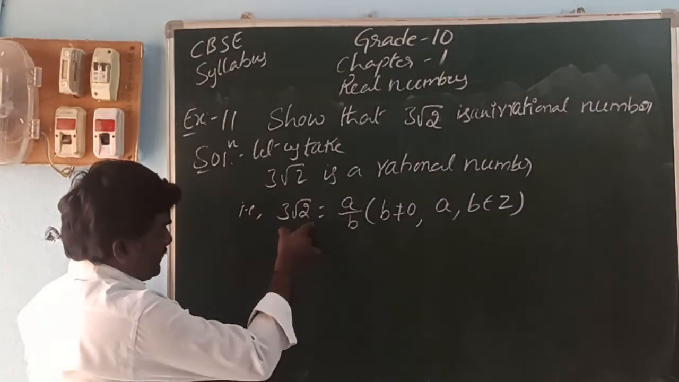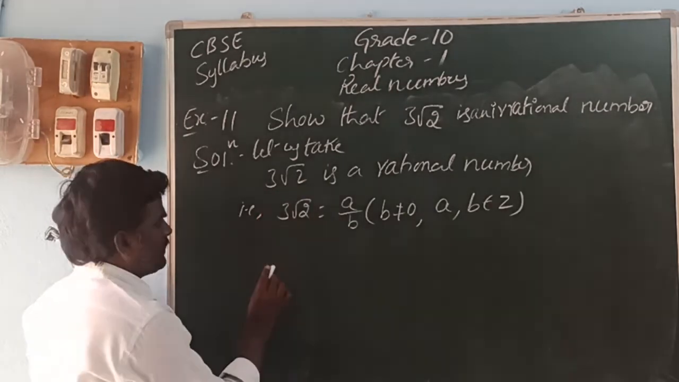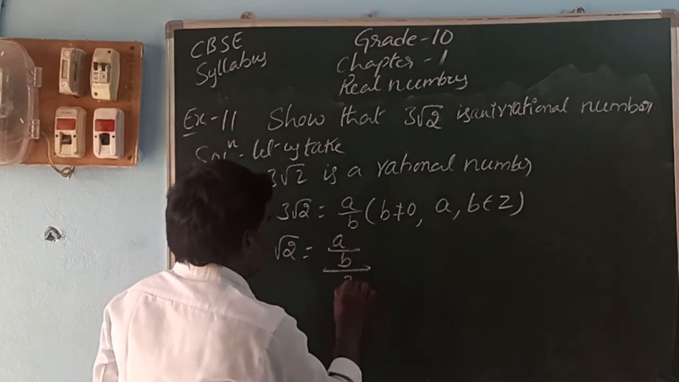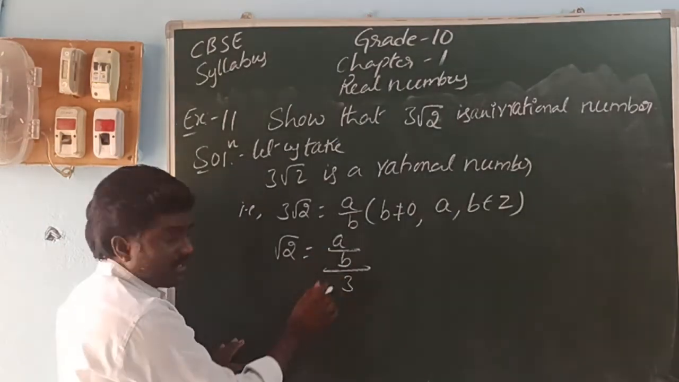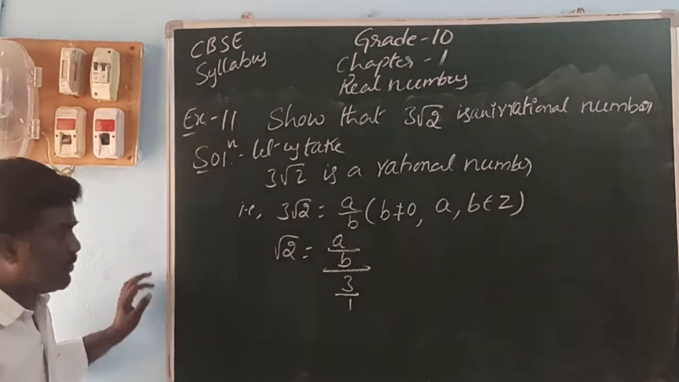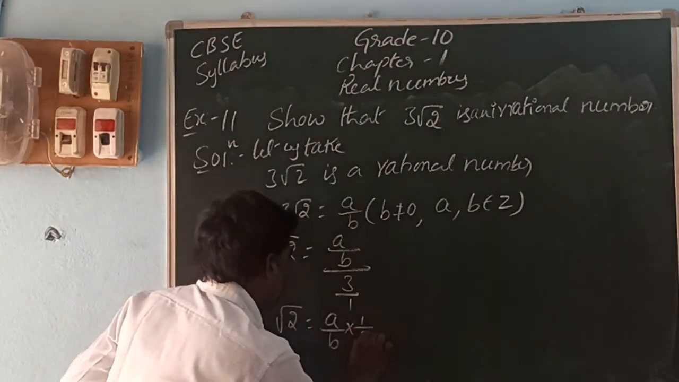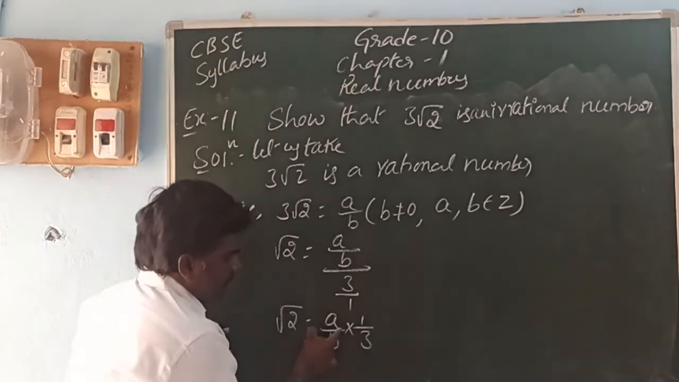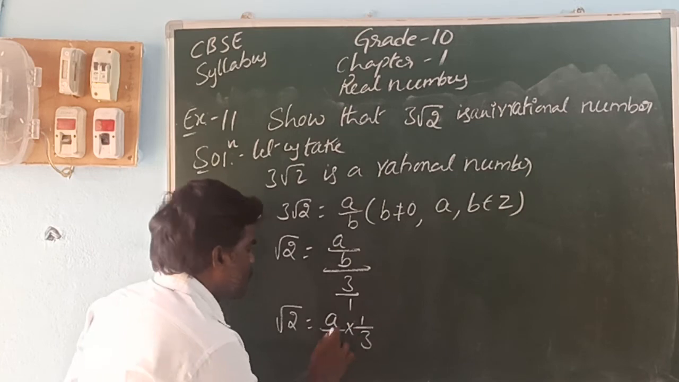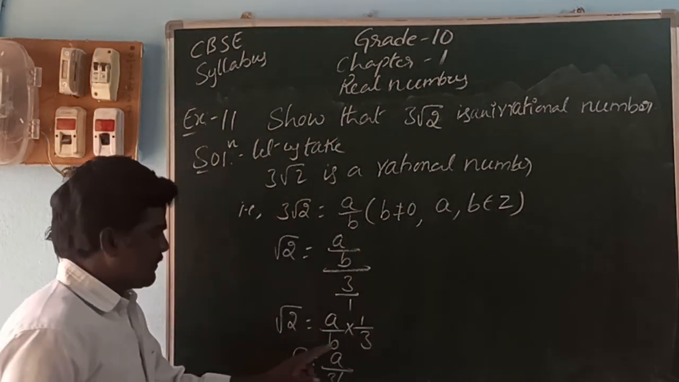So here 3 root 2 means 3 into root 2. The multiplier is going to move and divide. That is, root 2 is equal to a by b by 3. Its denominator is 3. 3 we can write as 3 by 1. The denominator fraction becomes reciprocal. So that is, root 2 is equal to a by b into 1 by 3. Fractions multiply: numerator multiplied by numerator, denominator by denominator. A into 1 is a, b into 3 is 3b. So root 2 is equal to a by 3b.